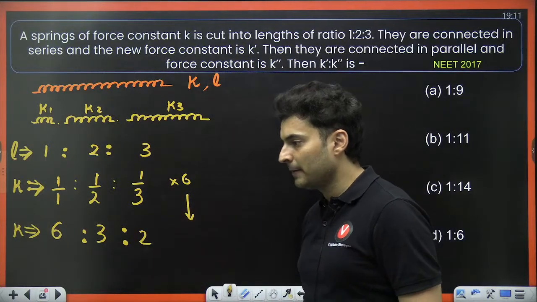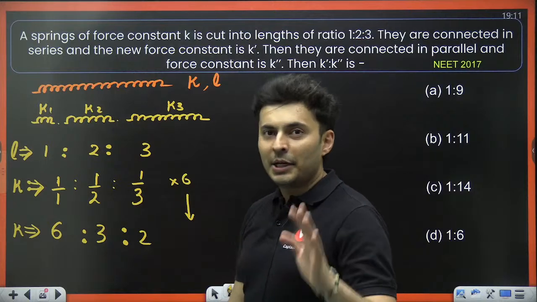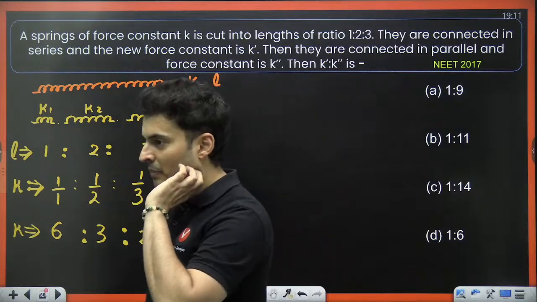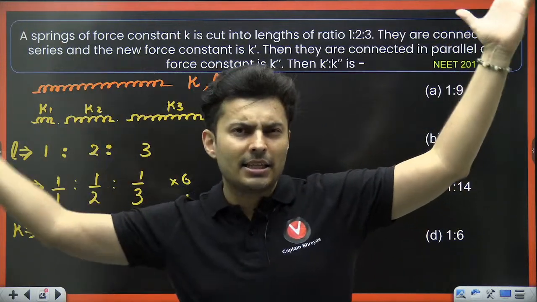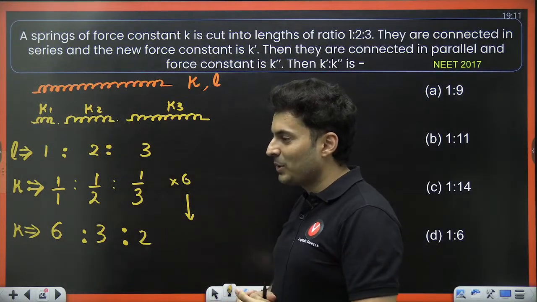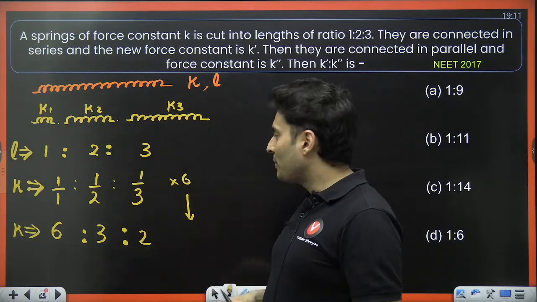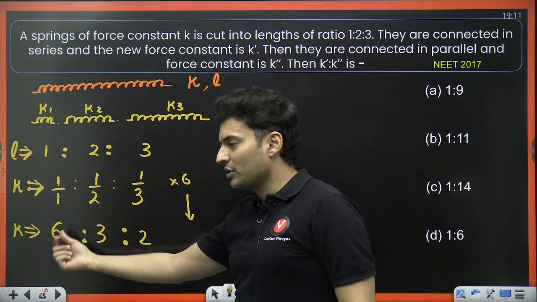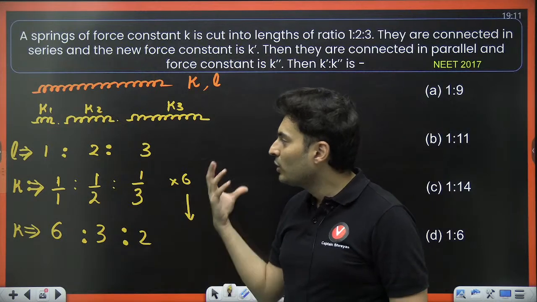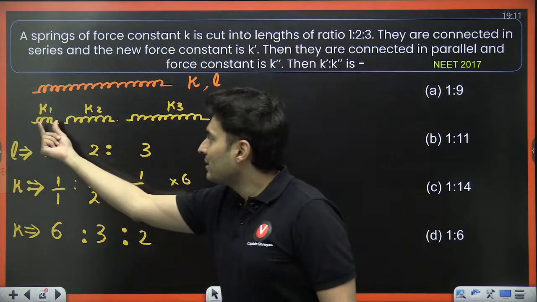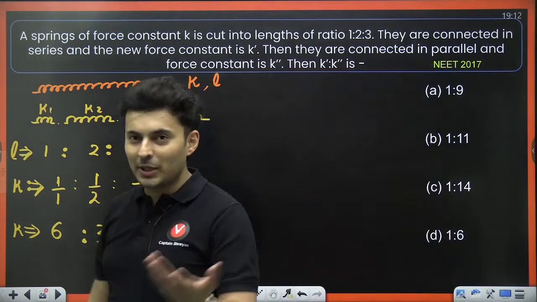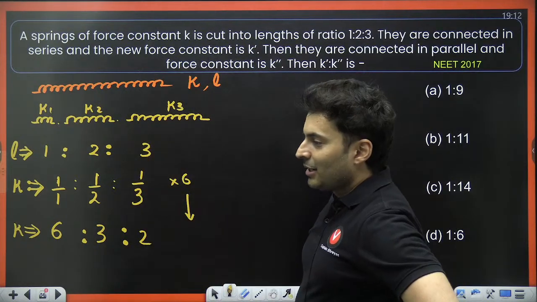Everybody understood till this point? Okay. What did you do now? Think about it. Since K and length are inversely related to each other, my dear warriors, I think now you should have understood what the individual spring constants are. What is the individual spring constant of each one of them? Come on, think about it.